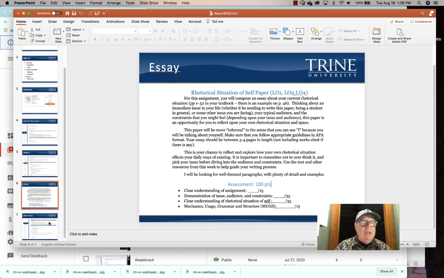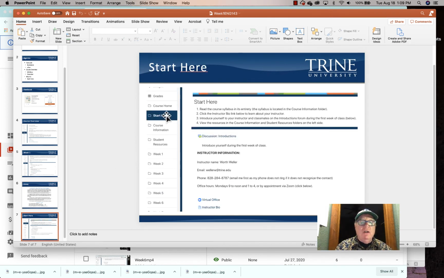So last but not least, a couple of items. The start here menu has a couple of important things in it. First of all, in addition to the peer review and the essay and the quiz, you also must introduce yourself in the class this week, and I'll be looking forward to reading those. I'll try to respond to them all. Sometimes I skip some. So please go ahead and introduce yourself there and respond to 3 or 4 peers, please.